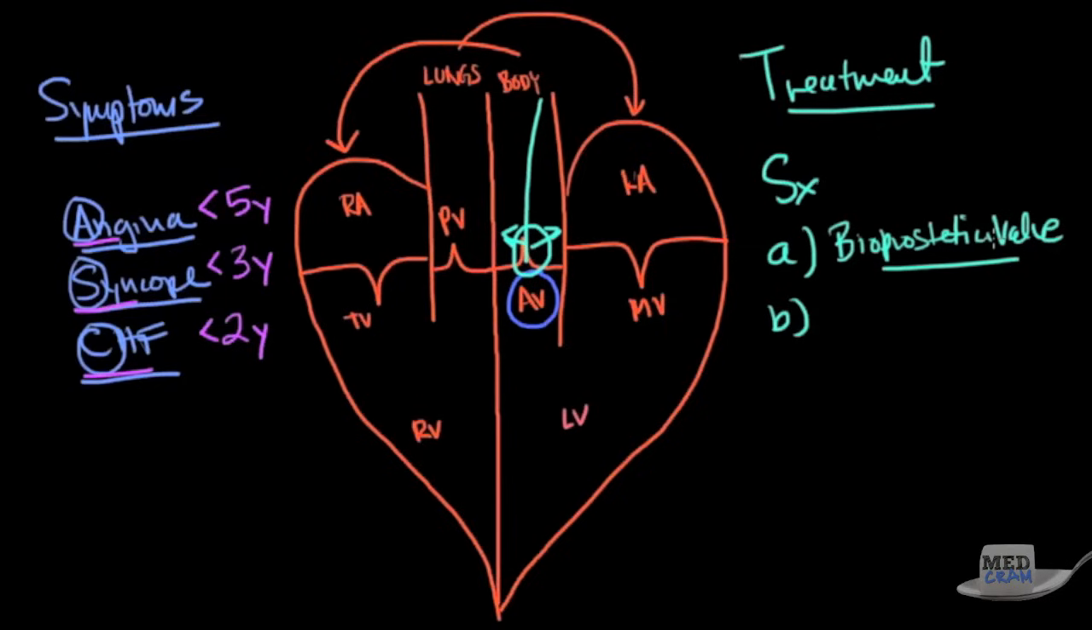and bioprosthetic is either made out of pig or cow or bovine, etc. The nice thing about this is that it is not thrombogenic and that you don't need to be on chronic anticoagulation. So no anticoagulation. The bad thing, however, is that it doesn't last long.